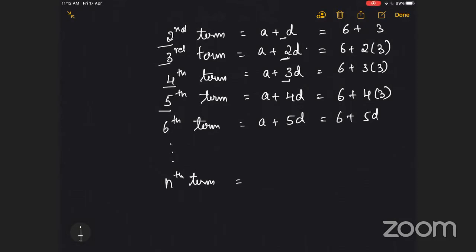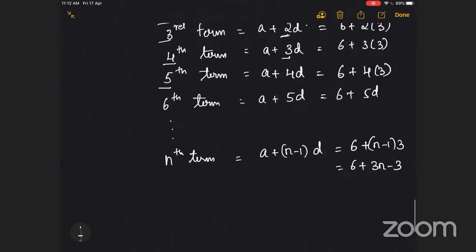So if it is the nth term, what would be the value? A plus n minus 1 times d. That is 6 plus n minus 1 into 3. So can I write it down as 6 plus 3n minus 3? So what is the value I am getting? This is 6 minus 3 plus 3n. That is 3 plus 3n is the nth term.